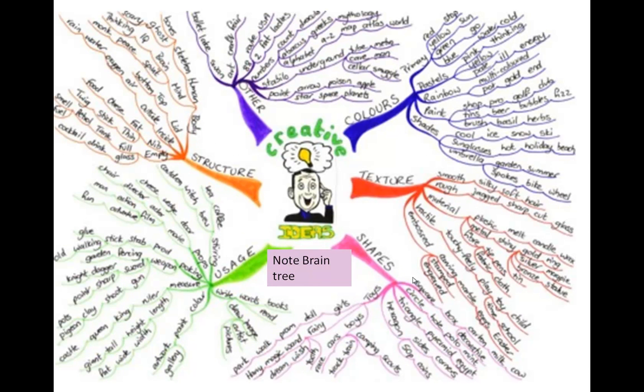Here's another one. Once again, you can see that the center core need not be contained with words. It can be made as creative and as colorful as you want. You'll notice all the main branches have different colors, and there are the words going along the lines, and then they're spanning out over the sub-branches and into the twigs and leaves. So there you have a typical note brain tree.